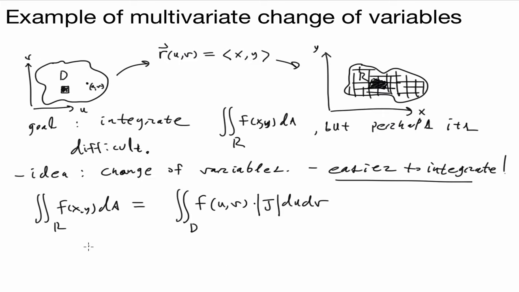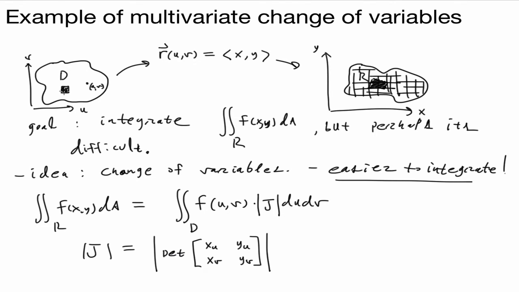And that Jacobian is defined as the absolute value of the determinant of the matrix with x partial with respect to u, y partial with respect to u, x with respect to v, y with respect to v. We take the absolute value of that. And this represents that distortion that happens.